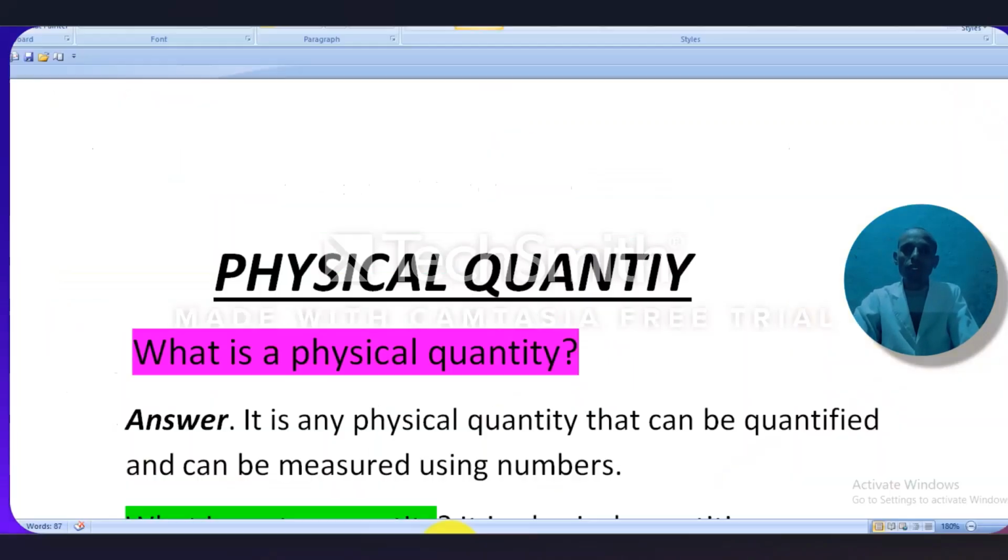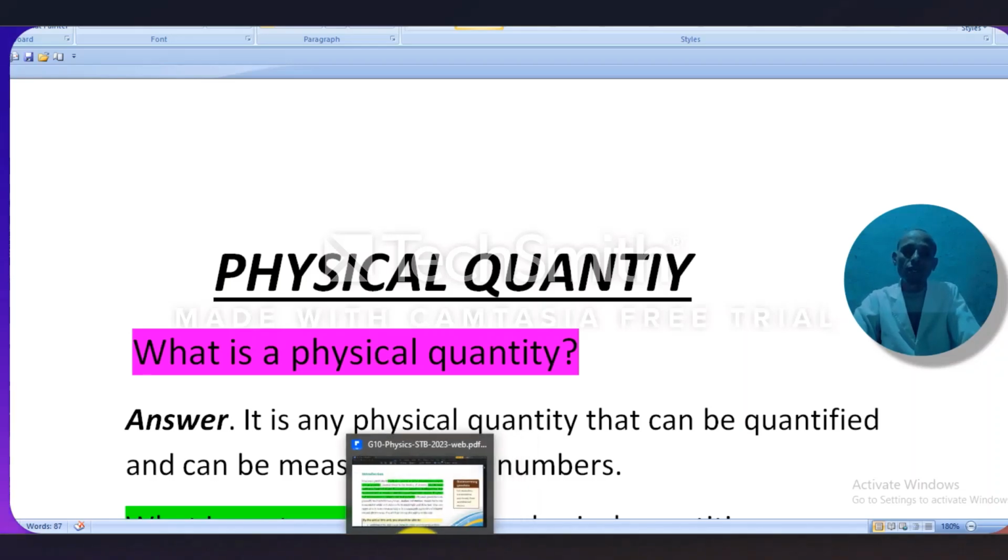In this video, we'll be discussing physics grade 10, part 1. Our topic is physical quantity. From the definition, a physical quantity means a quantity that can be quantified and can be measured using numbers.